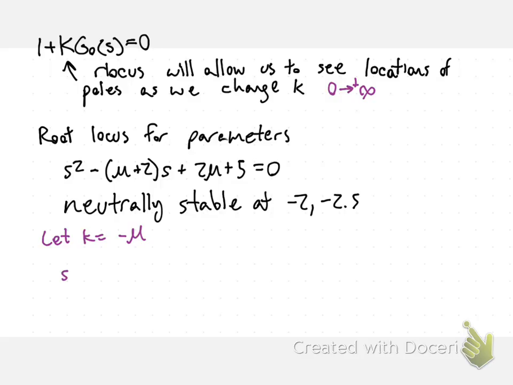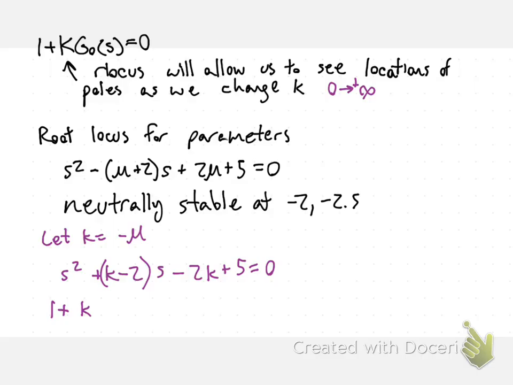So we can say that this would be s squared plus (k minus 2), because we're going to have a minus 2 there, times s, minus 2k plus 5 is equal to 0. And we want to get that into a 1 plus k times our G0(s) is equal to 0 format.